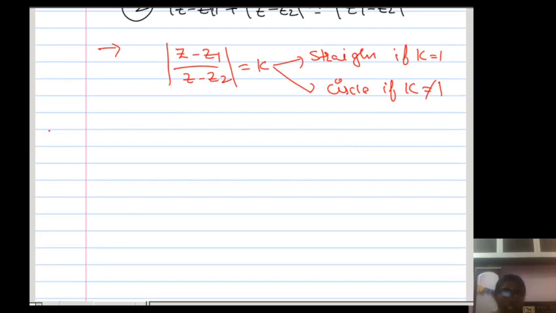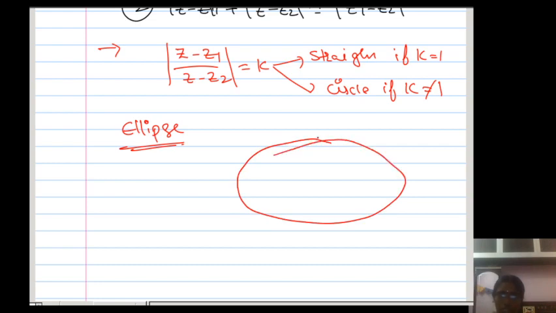The next one, only two topics: ellipse and hyperbola. What is the representation geometrically? First ellipse, next hyperbola. Ellipse is like this. Here you have the major axis and minor axis. You know that the ellipse is x square by a square plus y square by b square equal to 1, or in the form (x minus h) whole square by a square plus (y minus k) whole square by b square equal to 1. But in terms of Z1, Z2, what is the meaning of the ellipse? Let us see.